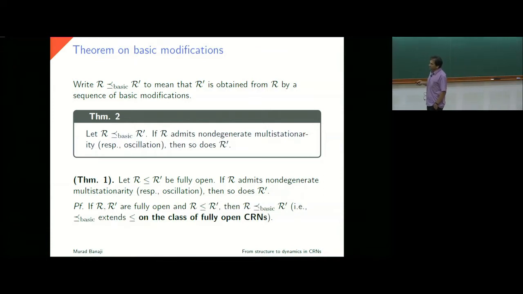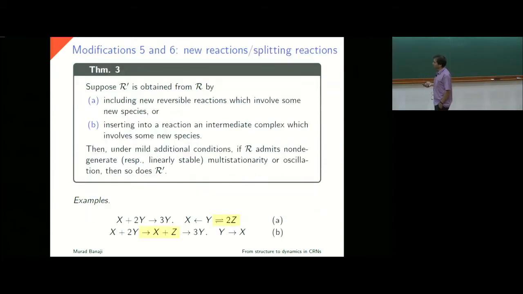And actually the previous result I showed you about fully open networks is just a corollary of this, because if you have two fully open networks and one is an induced subnetwork of the other, then in fact, the larger one can be made by a sequence of these basic modifications applied to the smaller network. So it just follows immediately. The result that I said about fully open networks follows immediately from this.